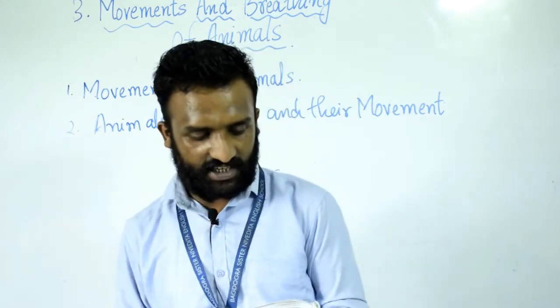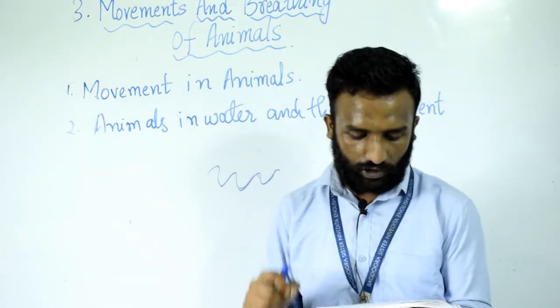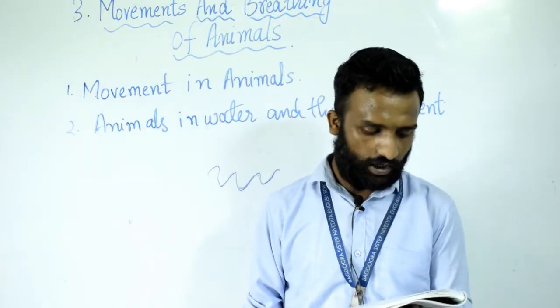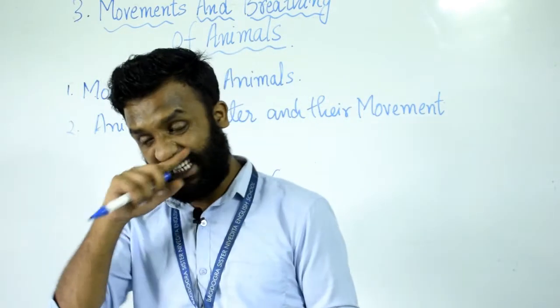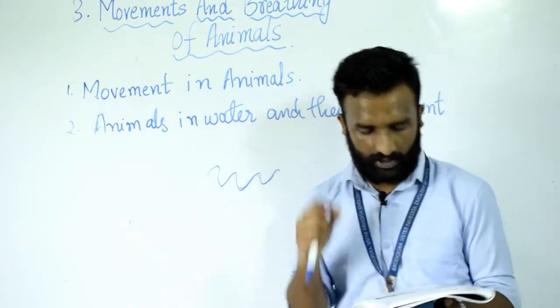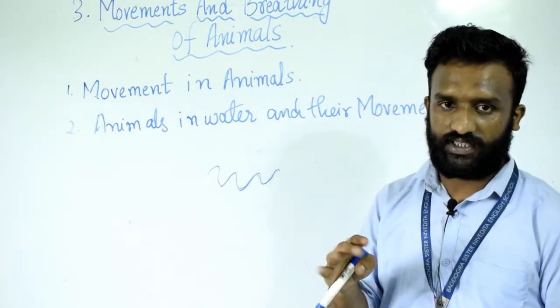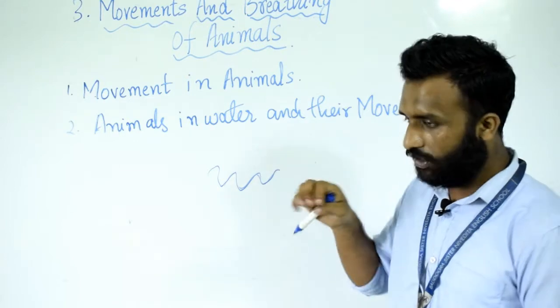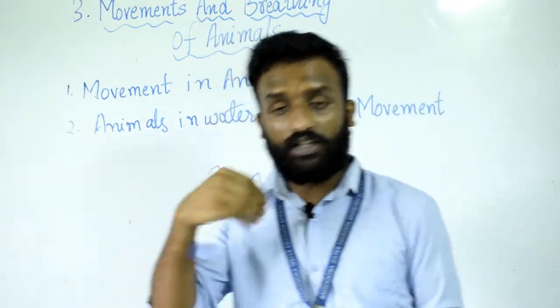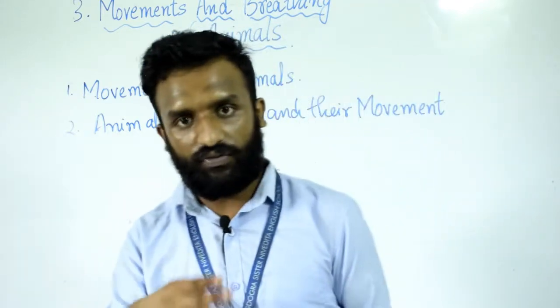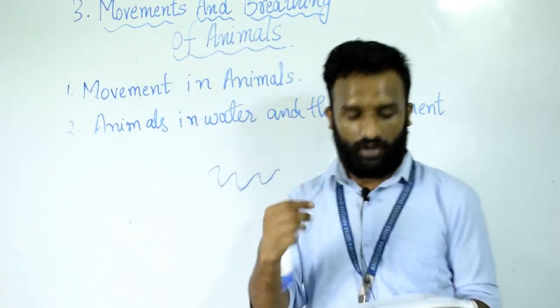Because of the scales, a snake finds it difficult to move on a smooth surface but moves easily on rough ground. Because of the scales which they have attached to their body, they find it difficult to move on a smooth surface because they get stuck on a smooth surface, but they move easily on rough ground.